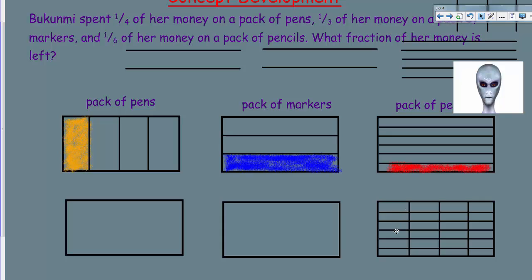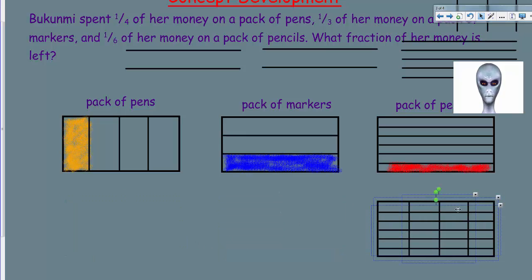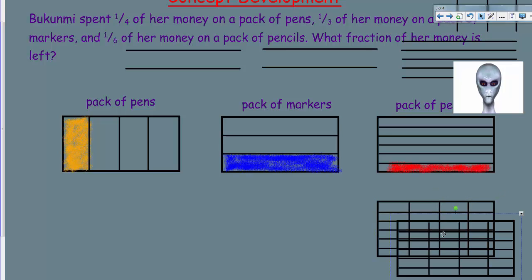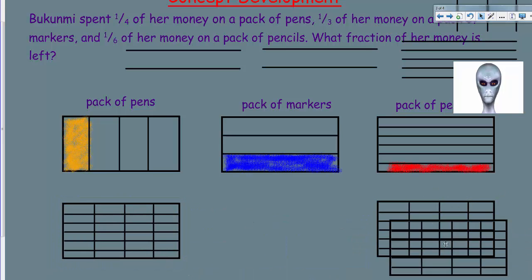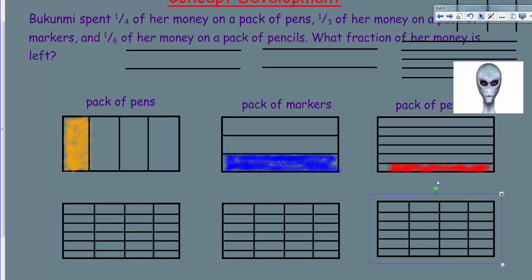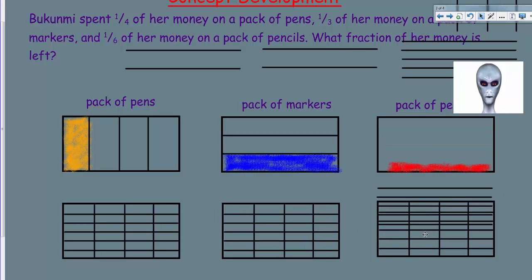Now, what do I have? 1, 2, 3, 4, 5, 6. 6 times 4 columns, my 24. So even to speed this up a little bit more, I'm going to go ahead and group, and then make a copy, 2 of them. So now I have my 24s, just like we've been doing in previous lessons.